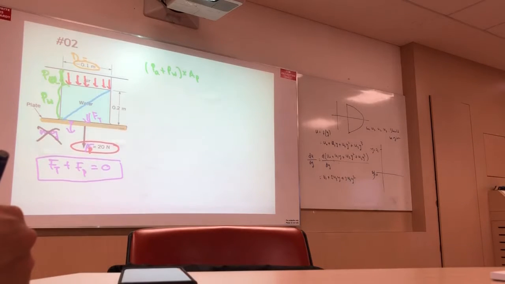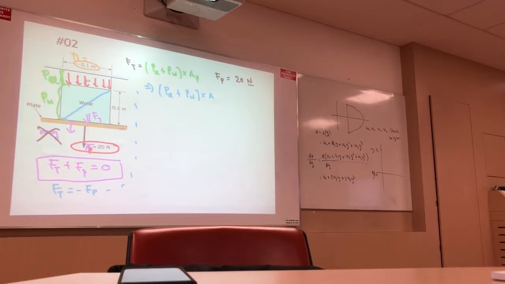So what is Ft? This is equivalent to the total force that acts on the water and air. And Fp is equivalent to 20 Newton. So what can I write? From here I can write Ft becomes minus Fp. Then Fp becomes the pressure of air, pressure of water times area of piston. This is minus 20, this is Newton, right?